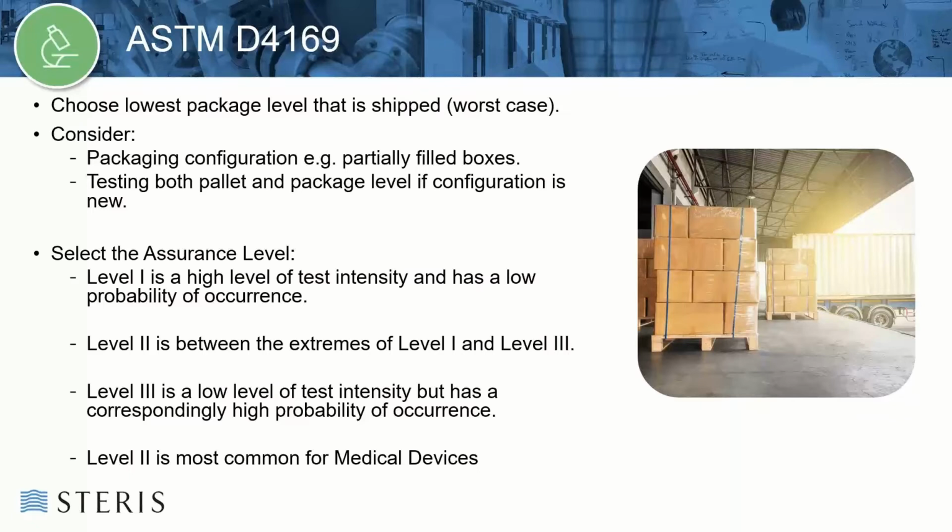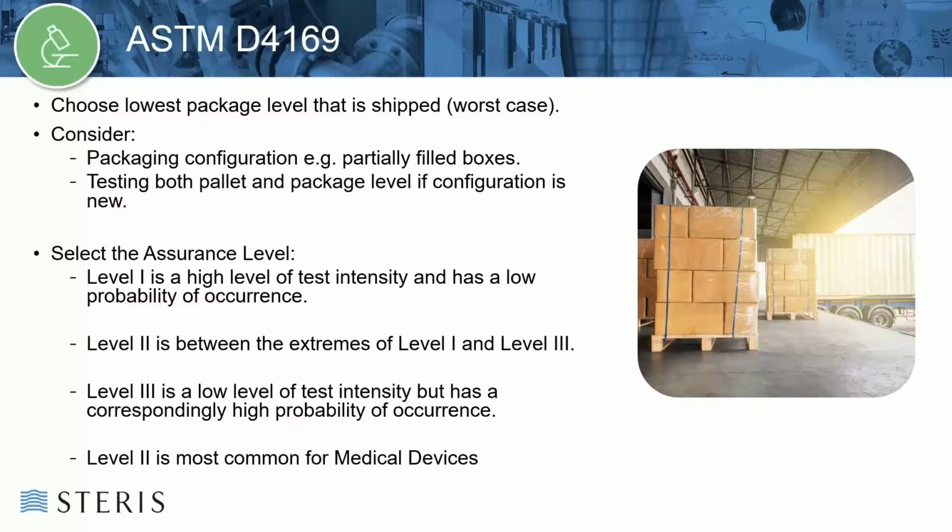What you're going to do first when you're starting to map out how you're going to do your distribution testing, you're going to choose your worst case packaging. That's typically the lowest package level that's shipped, which is often a single box. But depending on your particular product, you may also want to consider whether there's other configurations that might be worst case. You might find that the entire pallet of a product is considered worst case for reasons specific to your product. You may want to consider testing both the full pallet and the individual box.